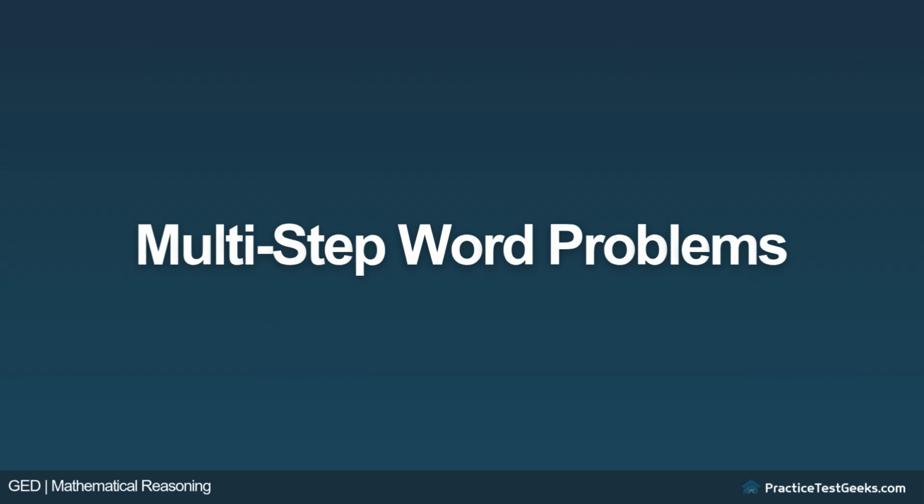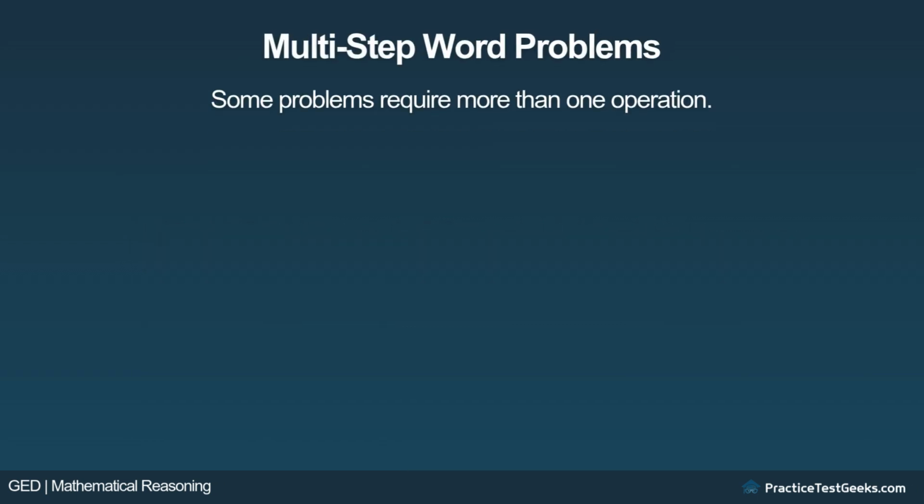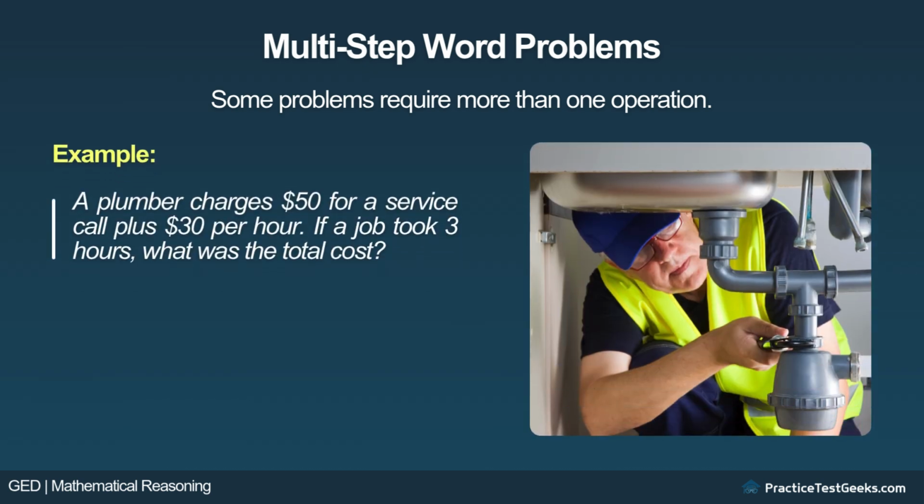Next, let's look at multi-step word problems, the kind that require more than one operation to solve. Sometimes, word problems aren't just one step. You may need to combine different math operations to get the final answer. Let's look at an example. A plumber charges $50 for a service call, plus $30 per hour. If a job took 3 hours, what was the total cost?